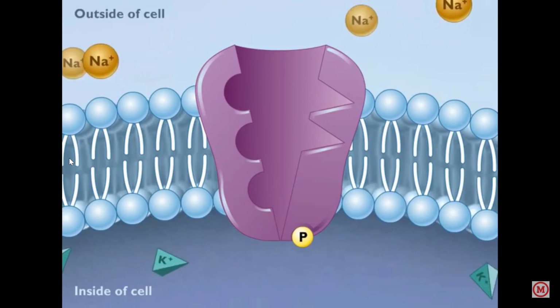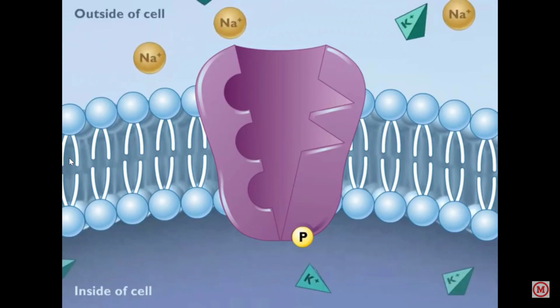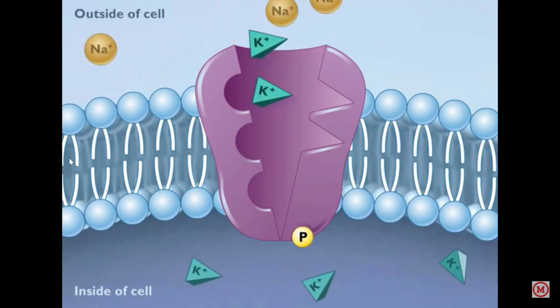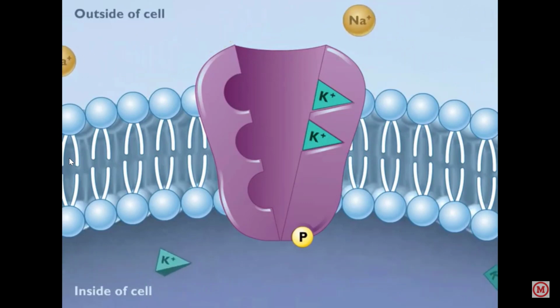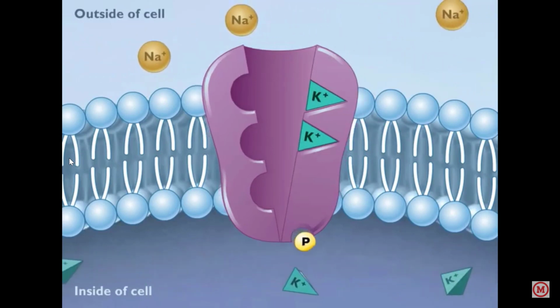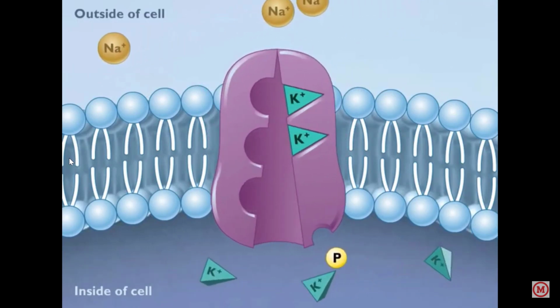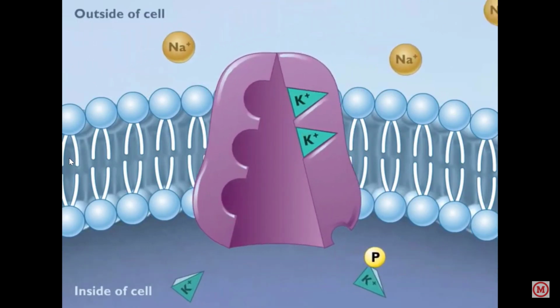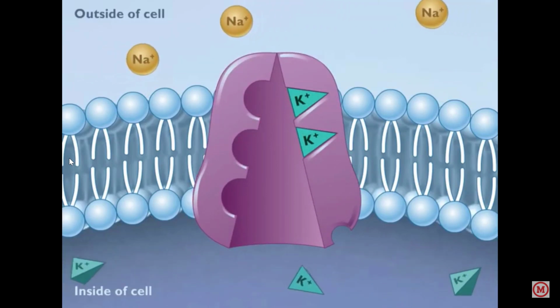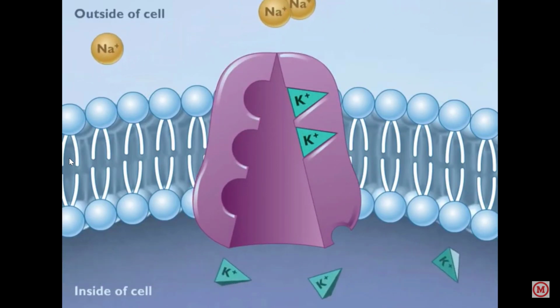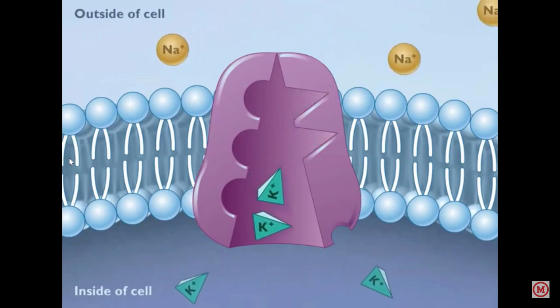Now that the protein is opened up to the other side, it also allows for the next molecule or ion, potassium, to come and attach. This attachment causes the phosphate to get kicked off, which is then going to change the shape of the protein back to the original shape. Potassium can enter the cell, and once again, sodium is going to be able to enter and start this process again.